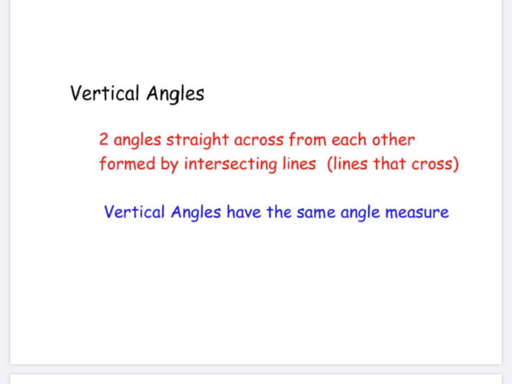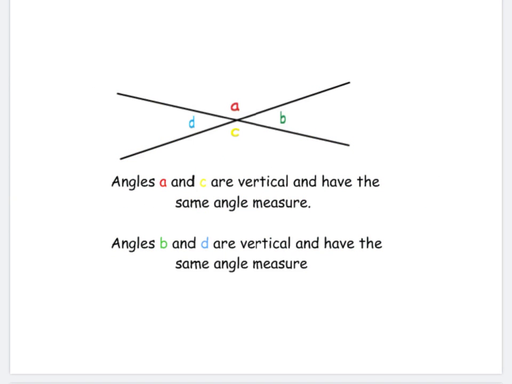So the first type of angles we're looking at in this lesson are vertical angles. Those are just two angles that are across from each other that are formed by intersecting lines, or lines that cross. And something important to note is vertical angles have the same measurements. When we look at the diagram in a moment, I'm going to be color coding some of the stuff. The stuff that I'm color coding in each picture that is colored the same color will have the same measurement. So let's take a look at this.